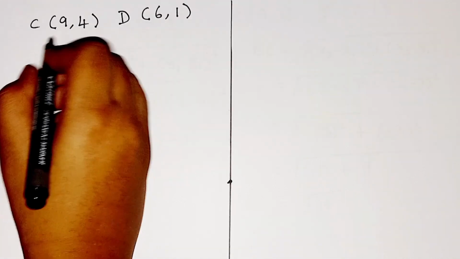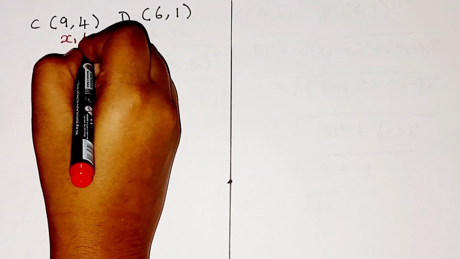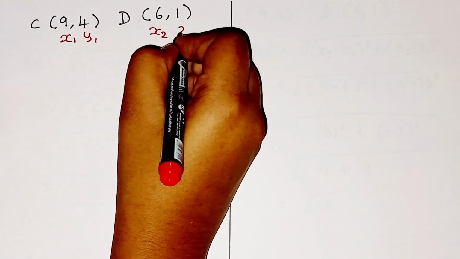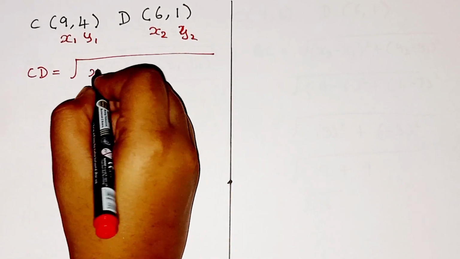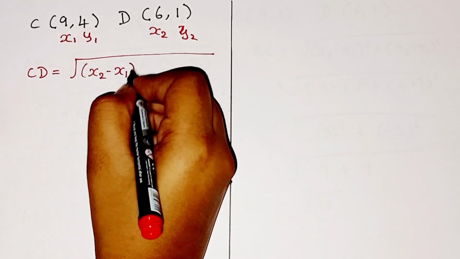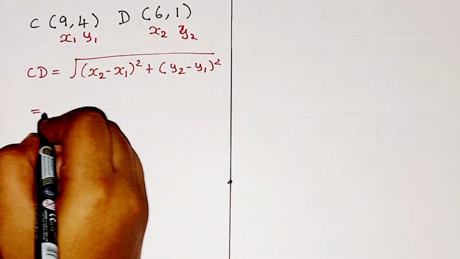Alright guys, so now let us find the CD value. So I just wrote the CD right over here, and here this is going to be x1, this is going to be y1, this is x2 and this is y2. Okay, so let us apply the formula, that is distance formula, that is root of x2 minus x1 the whole square plus y2 minus y1 the whole square. So now let us substitute the values.